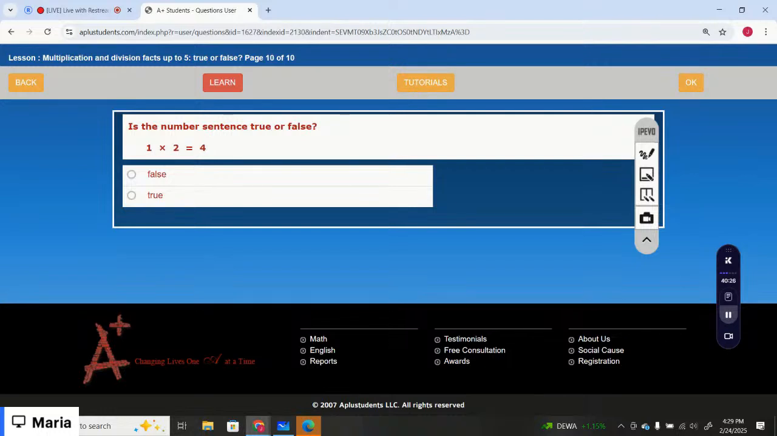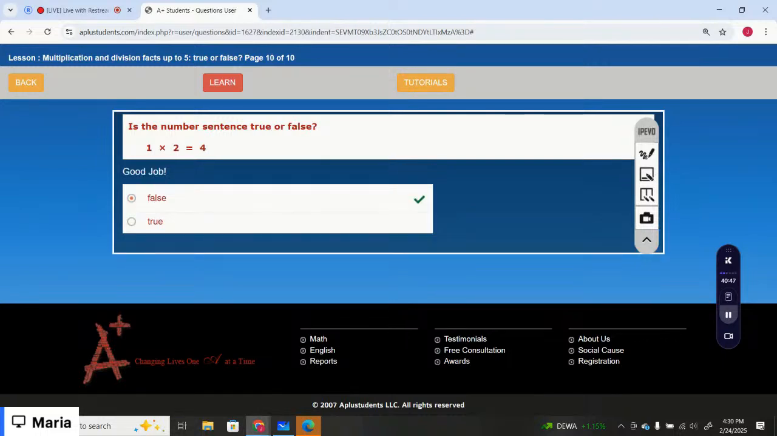Is the number sentence true or false? 2 times 1 equals 4. That is false. Option number 1 is the correct option.